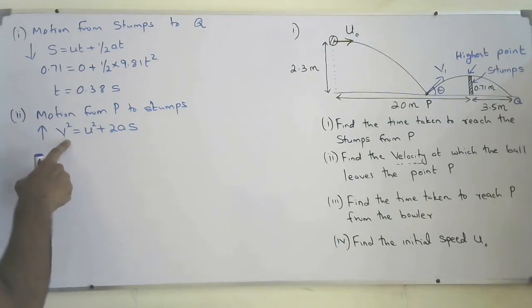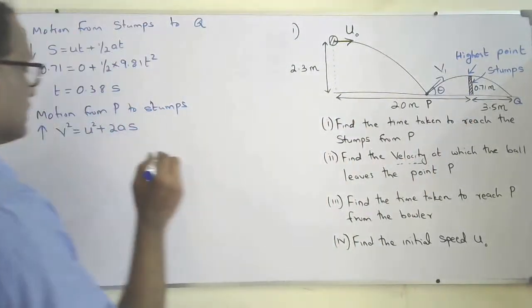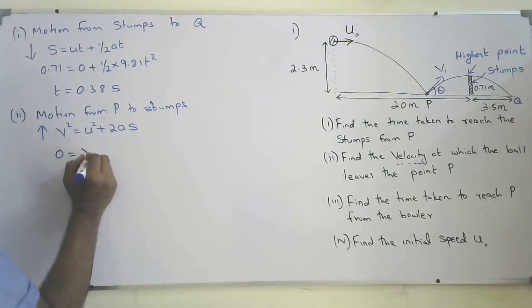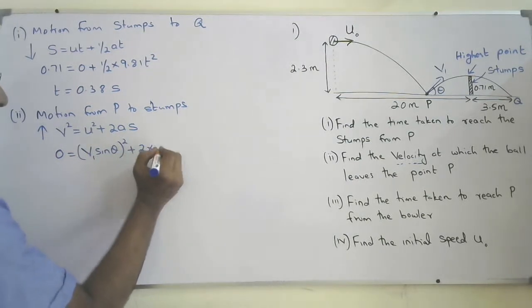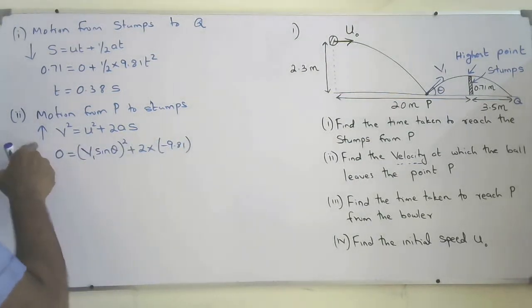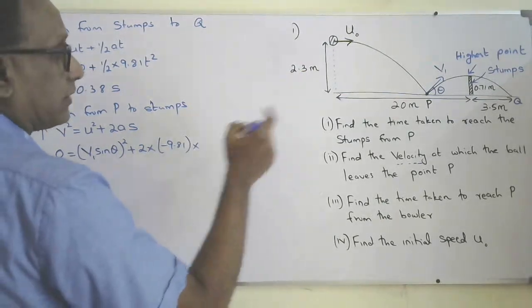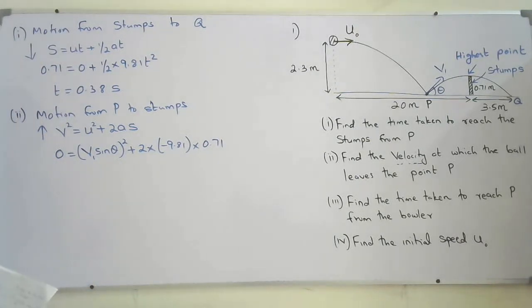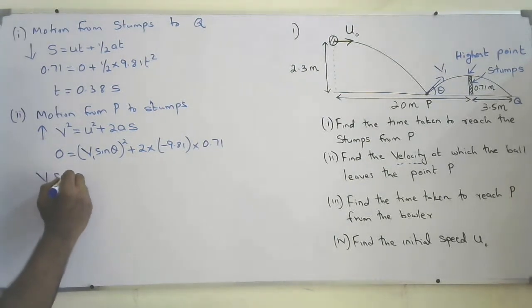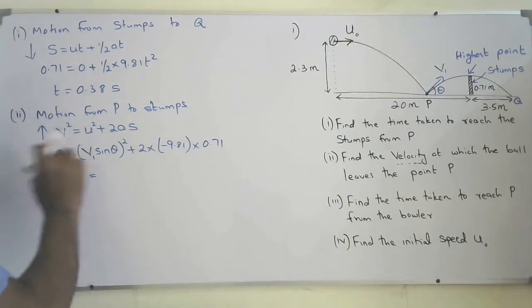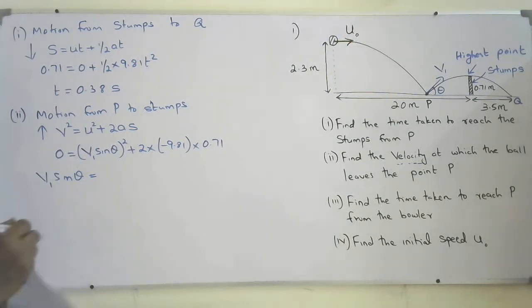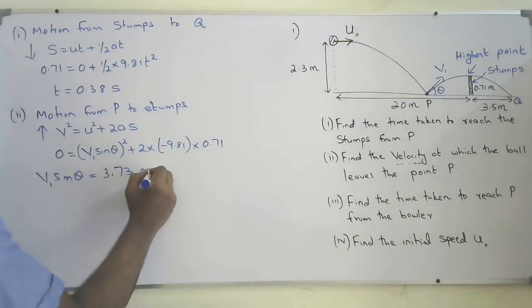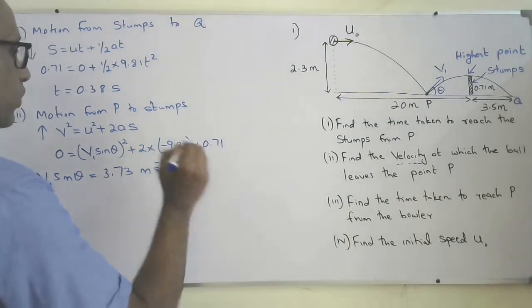The vertical component of velocity above the stump will be equal to 0. So 0 equals (V1 sine theta) squared plus 2 into minus 9.81, because I'm using the upward direction, into S, which is the height of the stump, 0.71. From that I can find V1 sine theta, the vertical component of the velocity. Bring it to the left and take the square root. So V1 sine theta will be equal to 3.73 meters per second. You can take this as equation 1.